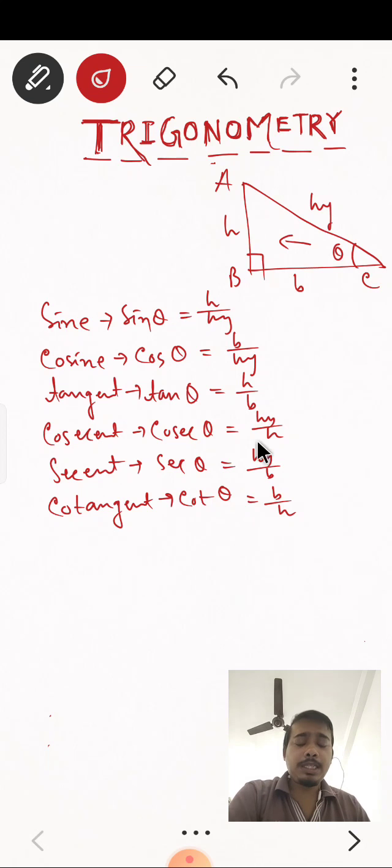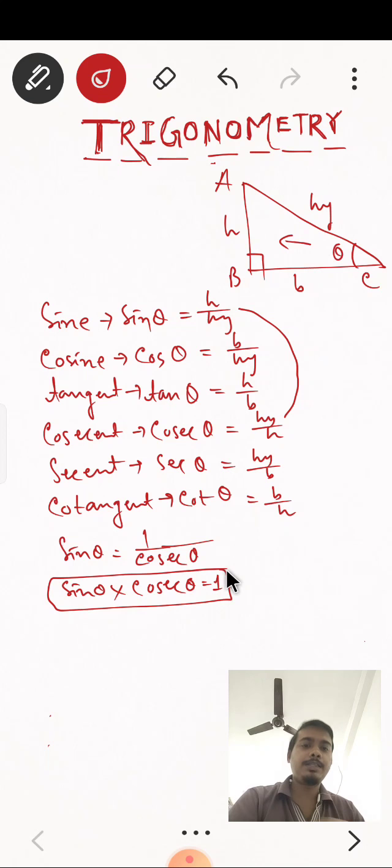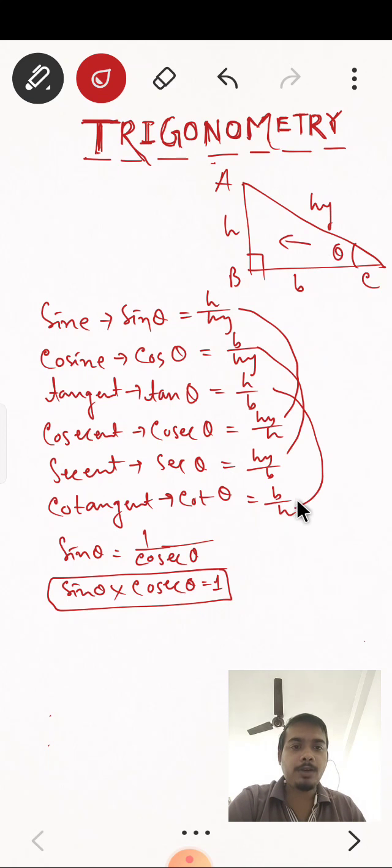So from this you can see why we have called these trigonometric ratios, because they are ratios of sides. Now if we look at these two, we will see that sin theta is none other than 1 by cosec theta. They are reciprocal. From this we can write sin theta into cosec theta equal to 1. So this is an important relation. A similar relation holds for cos theta and sec theta, tan theta and cot theta. They are also reciprocal to each other.